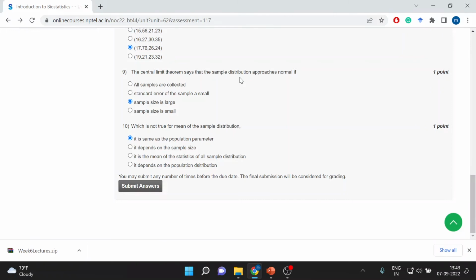For the last question, which of these is not true for the mean of the sample distribution? Actually, I don't know the answer for this because I don't understand all the options currently. Maybe you can write in the forum. For me, I don't understand what the mean of which statistic is. For example, I don't know what the mean of the statistics of all sample distributions is. What is this statistic? I'm not very sure. So yeah, I don't know the answer to the last question. Maybe you can ask it in the forum and you might get a reply. But I'm not so sure about this.